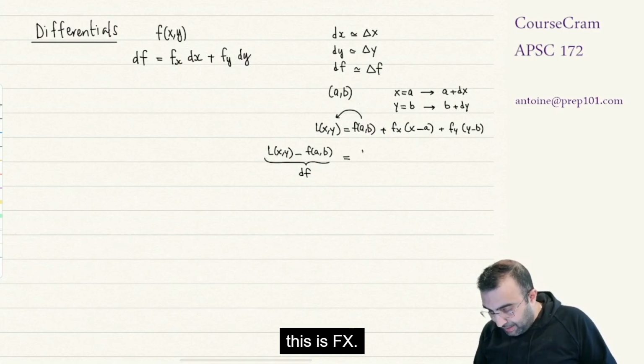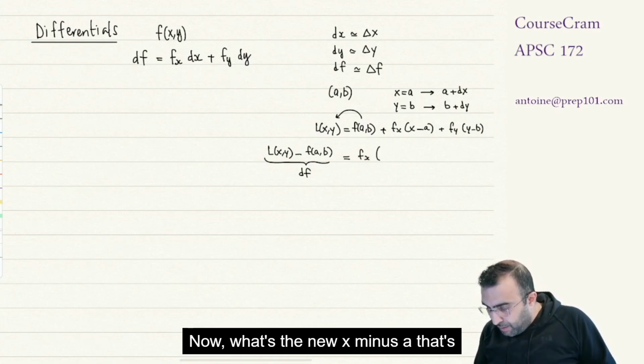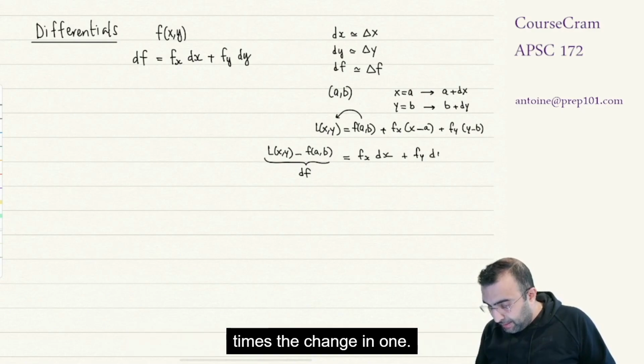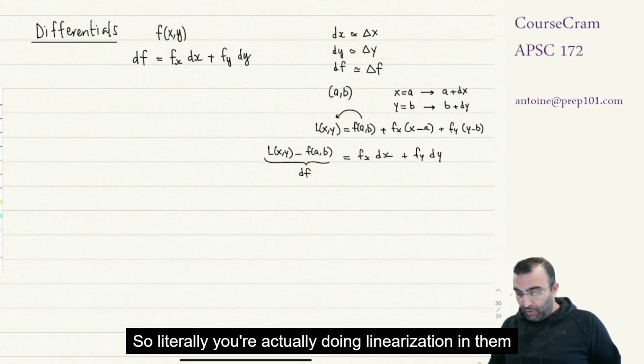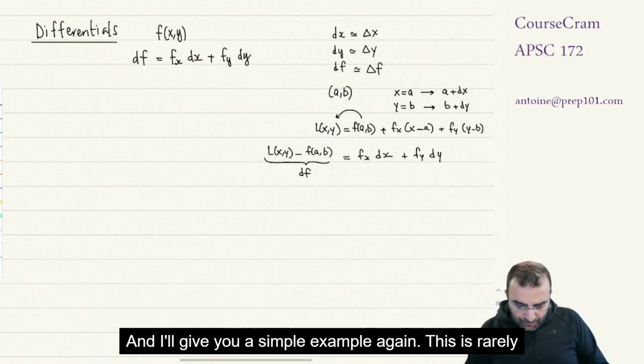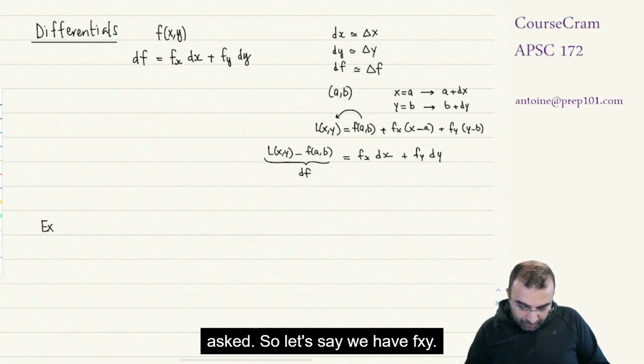Now this is f_x. Now what's the new x minus a? That's just dx, the change in x. And the same thing here, it's f_y times the change in y. So literally you're doing linearization in a different way. I'll give you a simple example. Again, this is rarely asked.